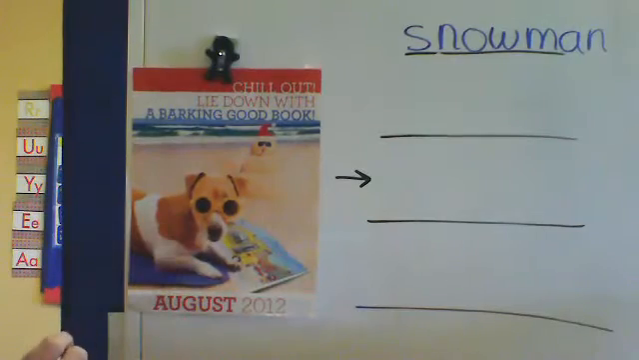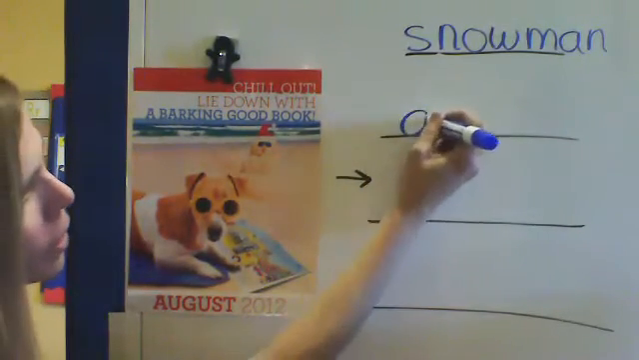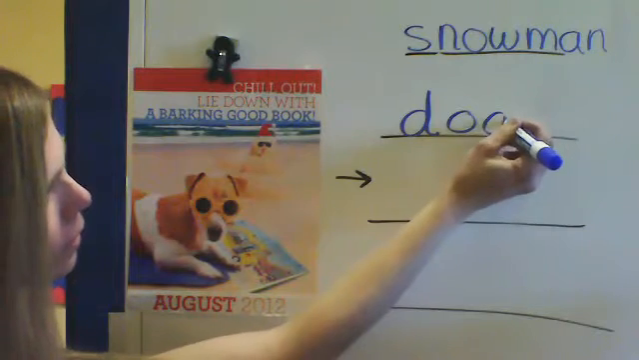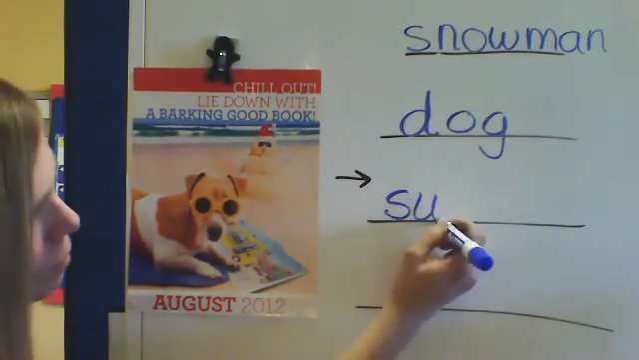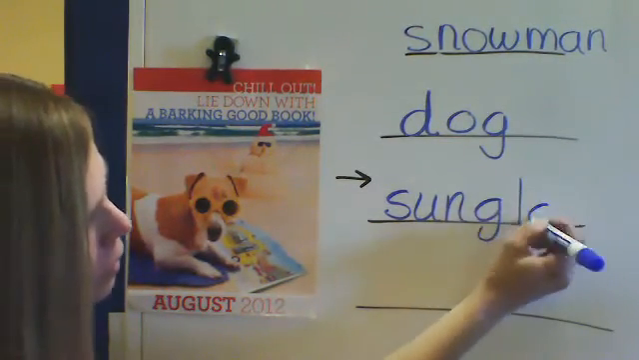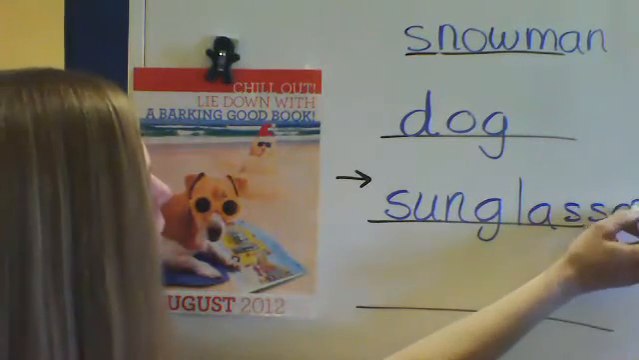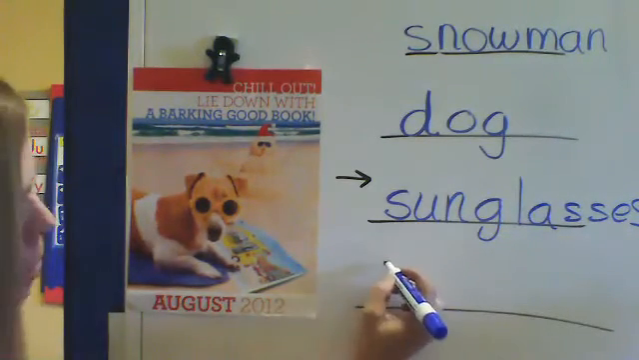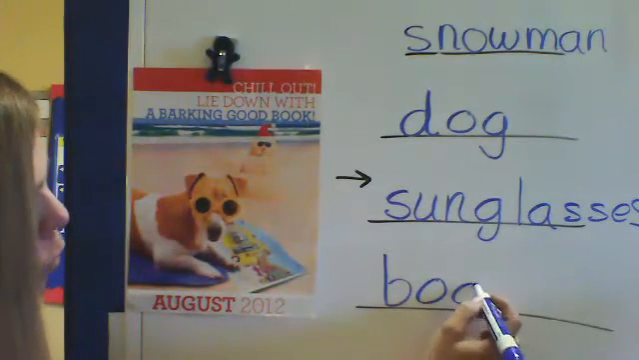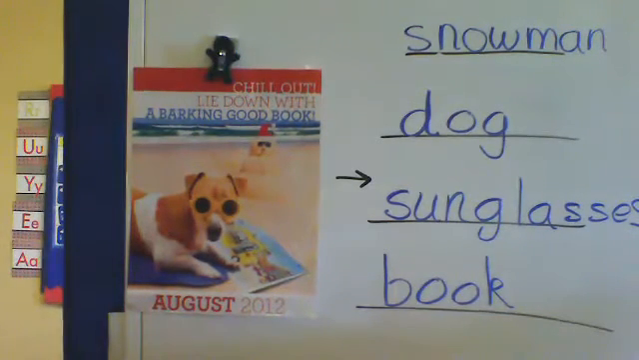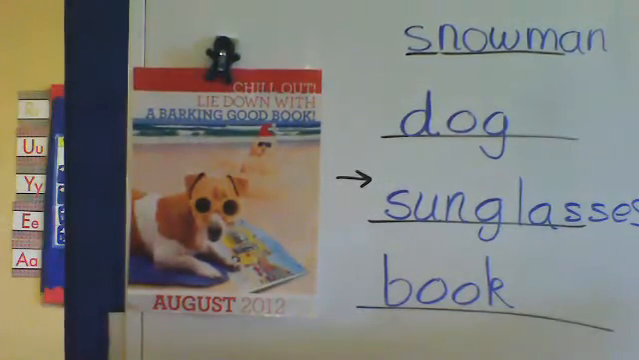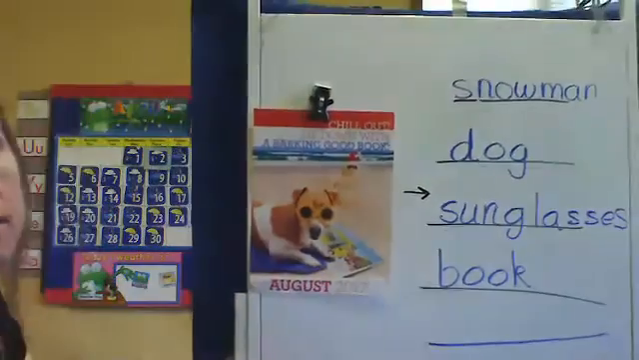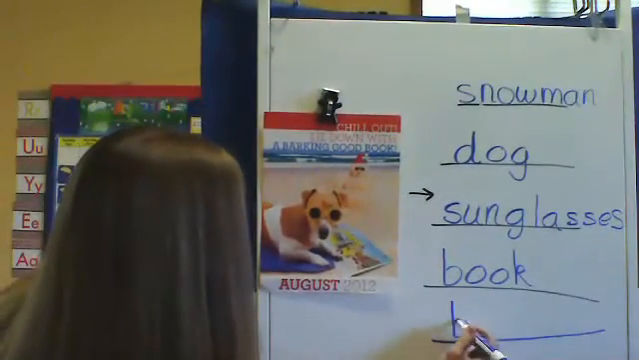Okay, so they saw a snowman. They saw that there was a dog, of course. They saw sunglasses. They thought it was funny that the dog was wearing sunglasses, and even the snowman was wearing sunglasses. All right, they noticed that the dog was reading a book. So we just wrote one word, kind of just little keywords from what we see. Oh, and the last one, we talked about where the dog was. There's that line. And the dog was at the beach.